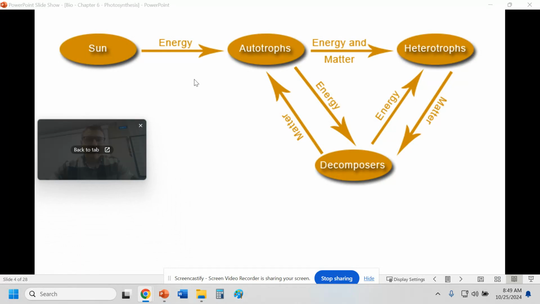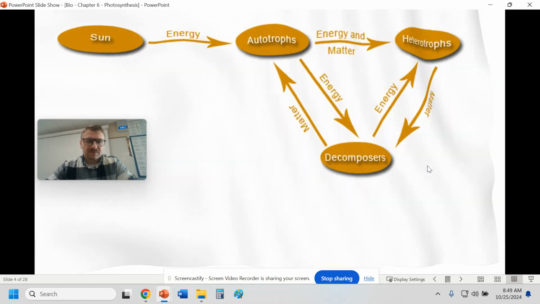I like to show this diagram that shows the energy from the sun being transferred into the autotrophs and then eventually to the heterotrophs. And all of this will then be broken down further by decomposers. So there's a relationship between all of these species at all these levels.